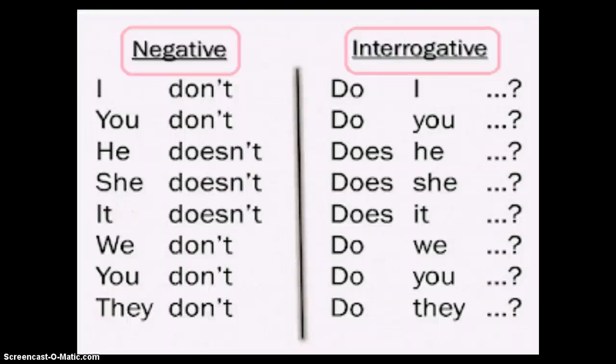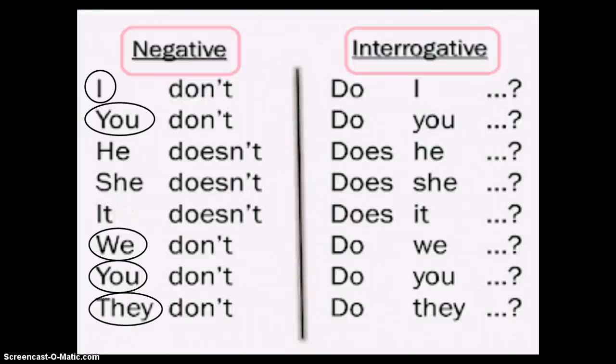Do is the auxiliary verb that is used when the subject is not third person singular. What is not third person singular? The examples of subjects that are not third person singular are I, you, we, and they. And how about does? Does is used when the subject is third person singular. For example, he, she, and it.